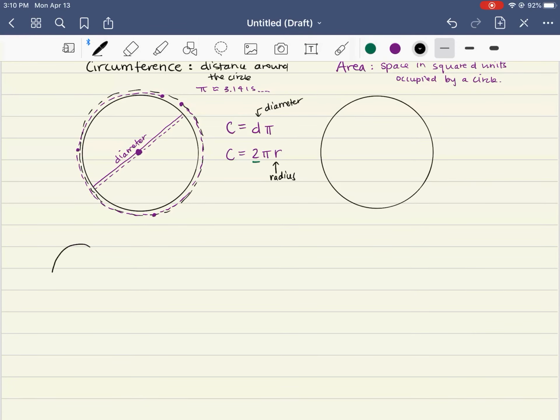So let's look at an example really quickly. Again, I know you've done these before. Maybe it's just been a little while. If we have a circle here on the left, and let's say that our radius length there is 3 centimeters, then we can go ahead and find that circumference.